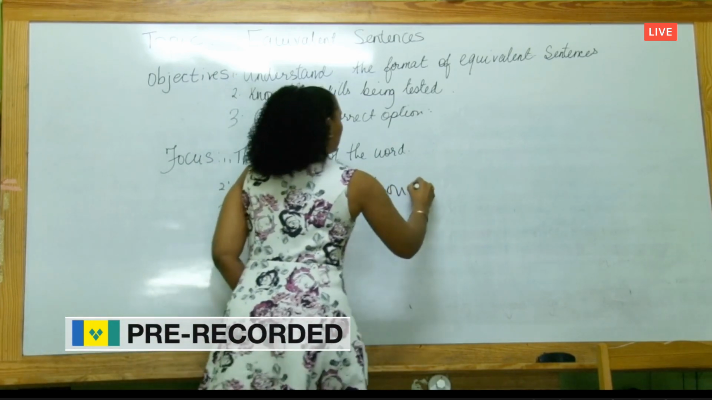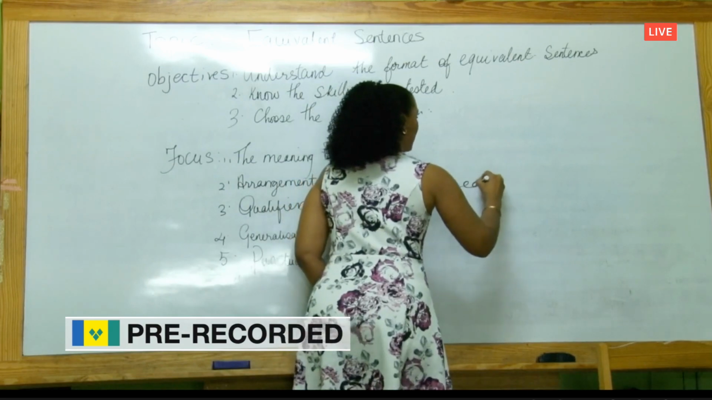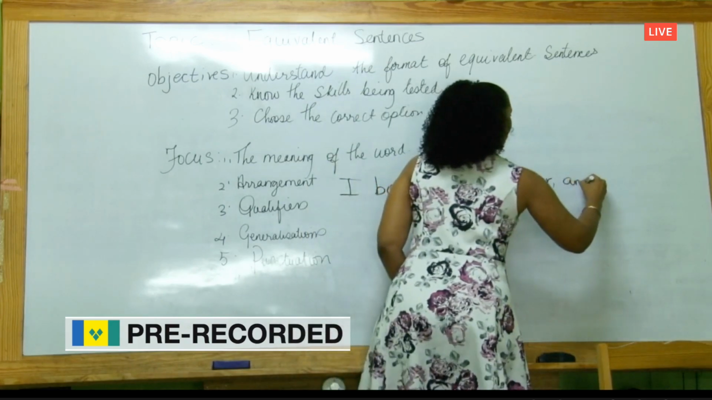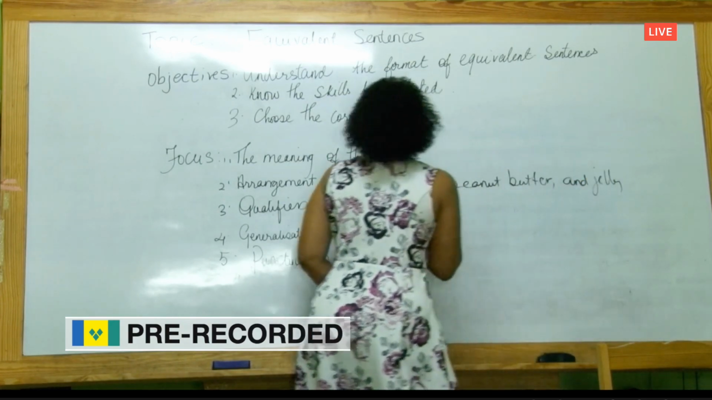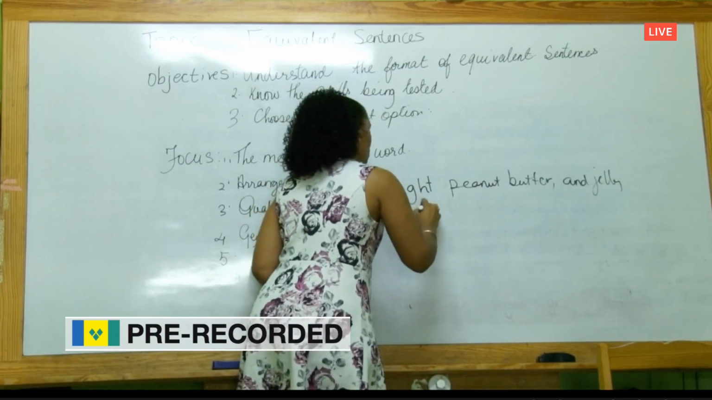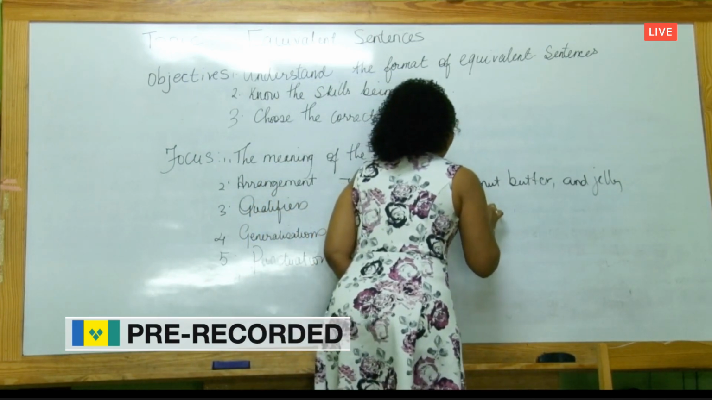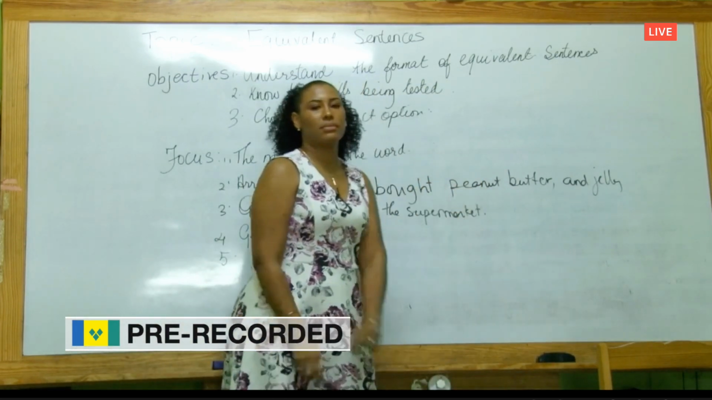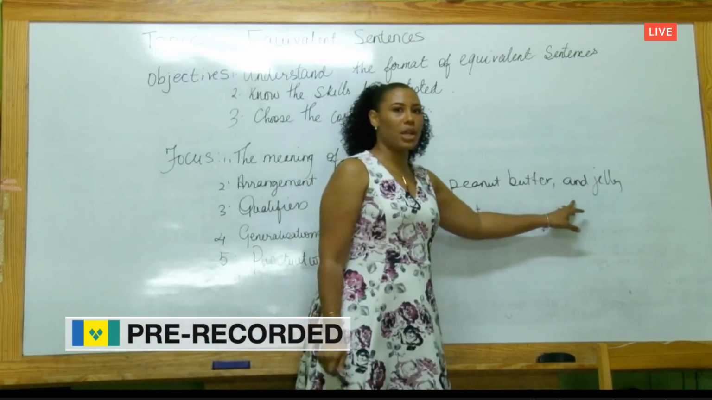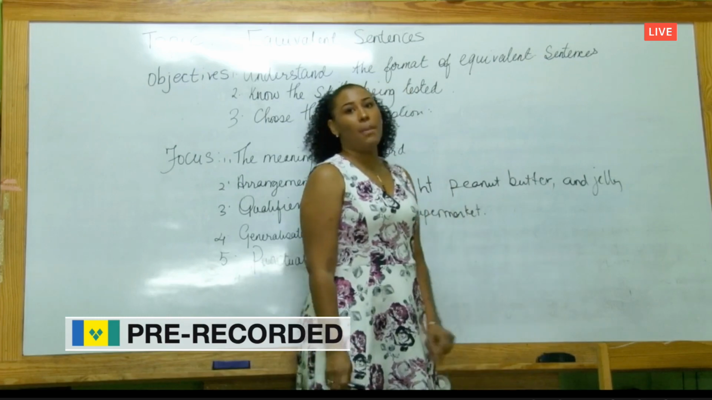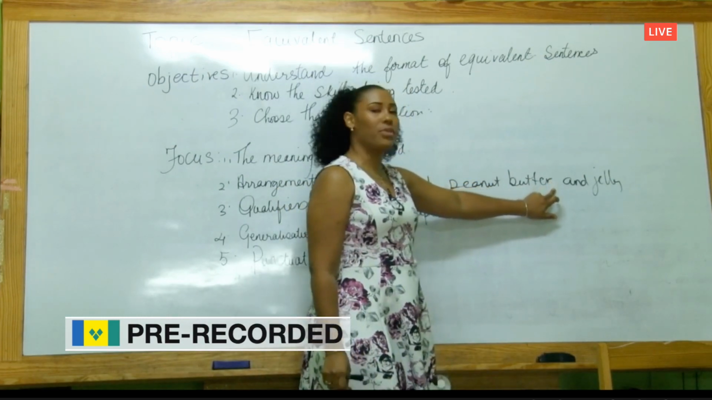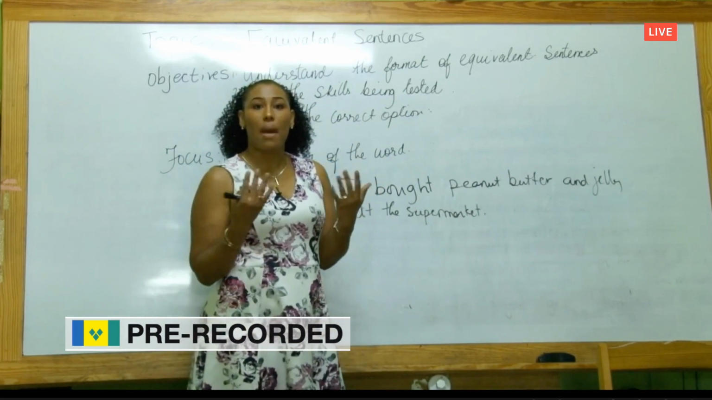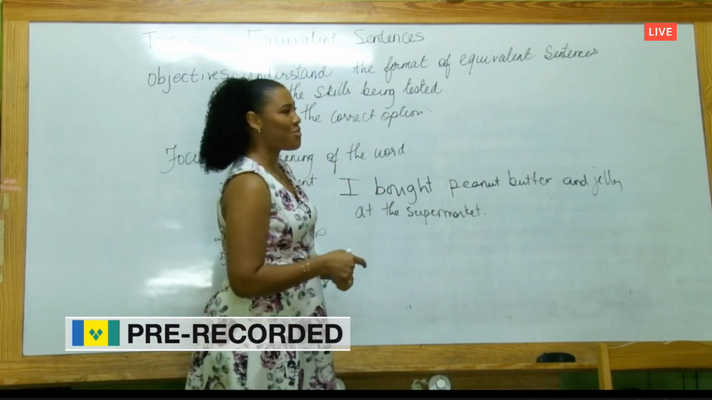So, I bought peanut butter, comma, and jelly at the supermarket. Here we have what we refer to as the Oxford comma. This comma may look incorrect because you have this conjunction here. But let's look at what happens if we remove the comma. We now have one item, peanut butter and jelly.